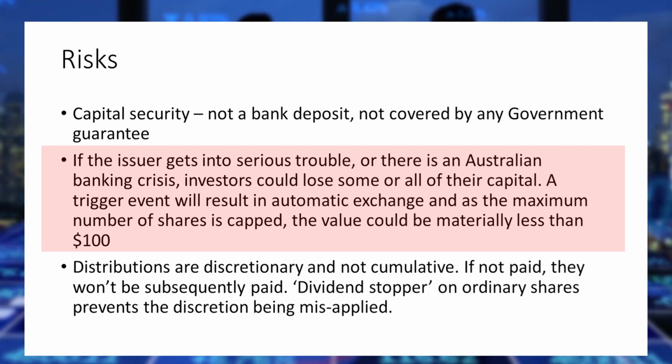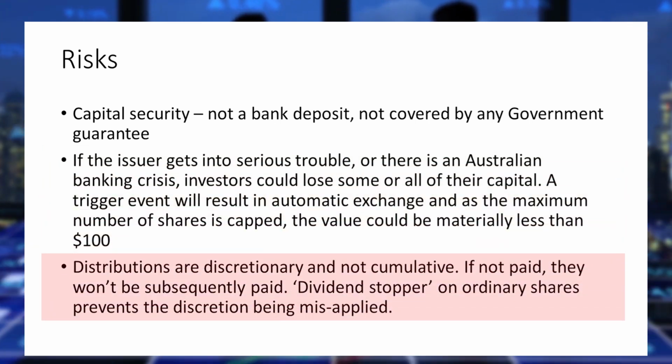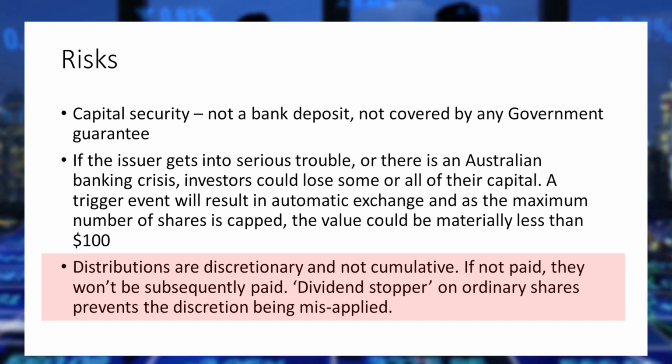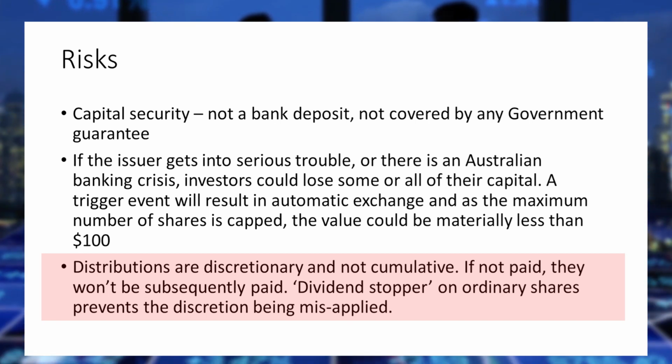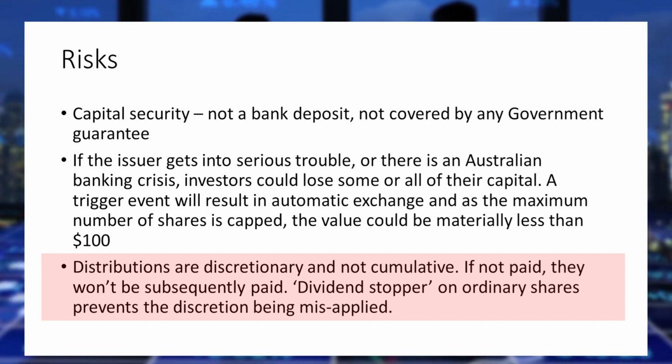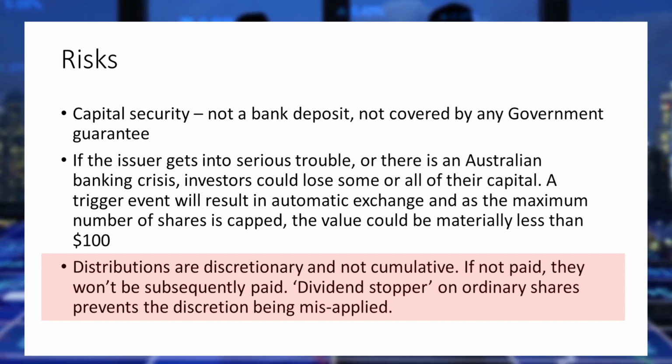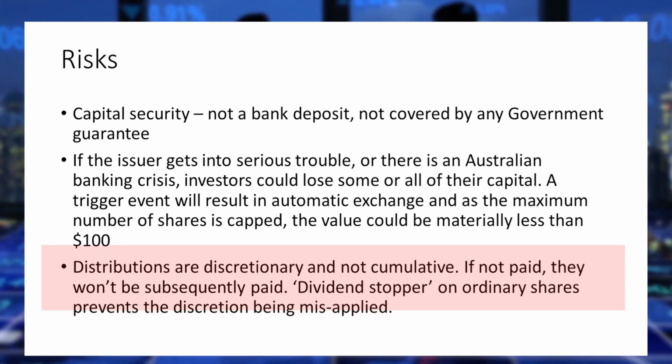The one other risk, Peter, is that distributions are discretionary. So there's actually no obligation on the issuer to pay you the distribution, and they're also not cumulative. That means if they don't pay it, they won't subsequently repay it. Now, there's a little bit of protection. There's what's called a dividend stopper. So if the bank decides not to pay a distribution on a hybrid security, it's not allowed to pay a dividend on its ordinary shares. And I guess that would be a pretty negative signal to the market. That's so right. The discretion here is probably not going to be misapplied. Yeah, and the desire for an issuer to mistreat someone who's gone into a hybrid would be really low. They wouldn't want to do that for brand reasons.